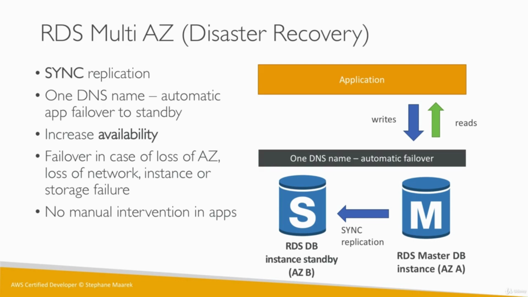As you can see, our application still reads and writes to only one database. And to make sure that you can fail over seamlessly, the replication is synchronous, okay? So this is not something you use for scaling. This is something you use for disaster recovery. So this is really the difference between the read replicas, which are used for read scaling, and multi-AZ, which is used for disaster recovery. And you can use, obviously, a combination of both.